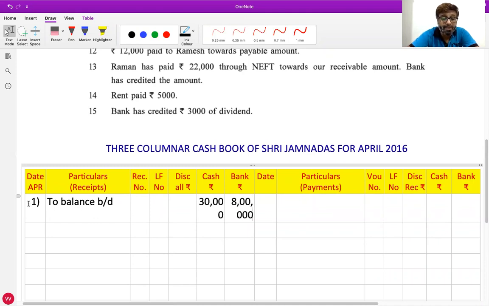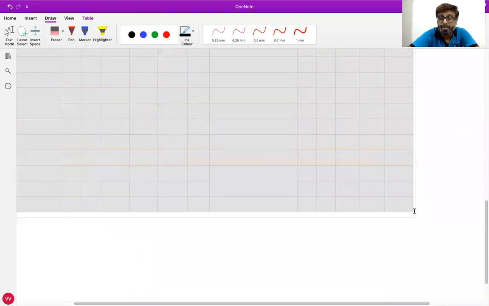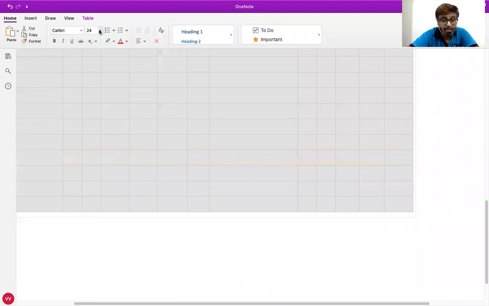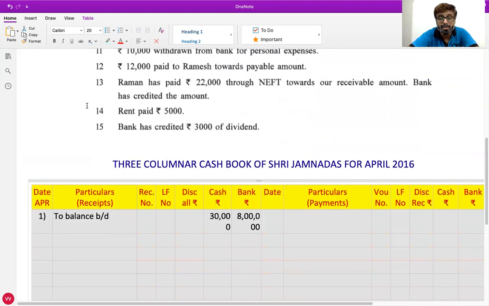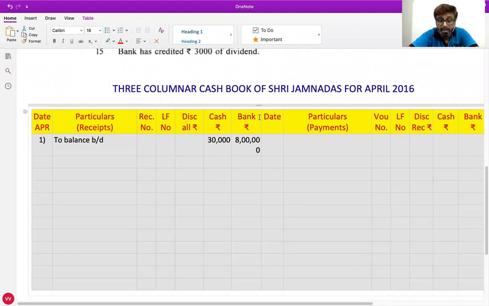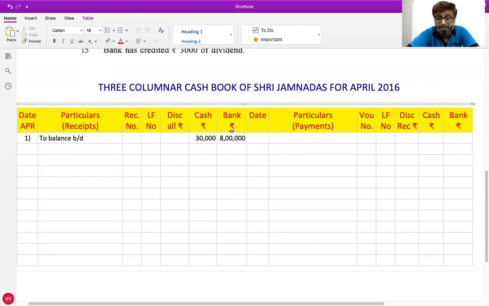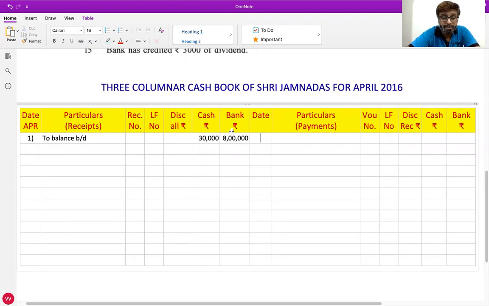Is this clear to everyone? Is it still visible? If I write bigger than this, then it will not accommodate in one screen. Okay. Next.